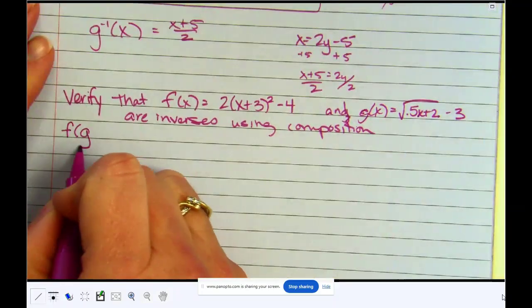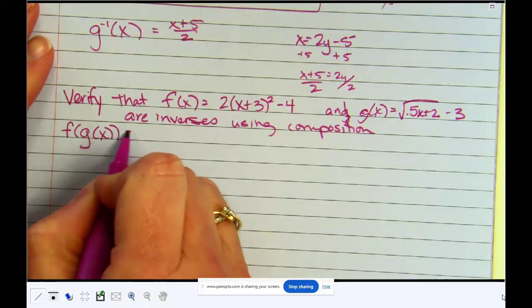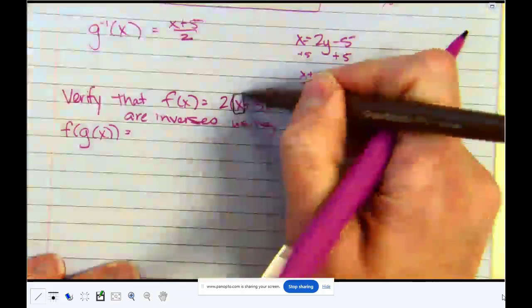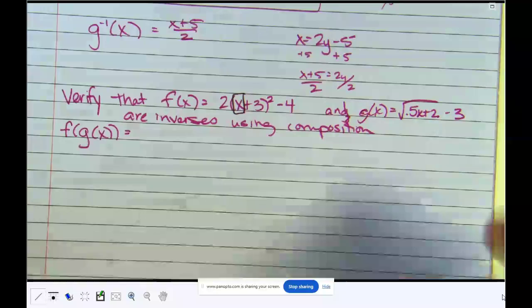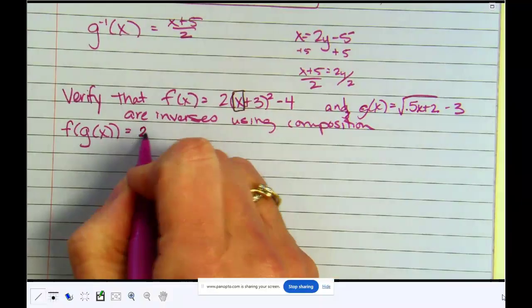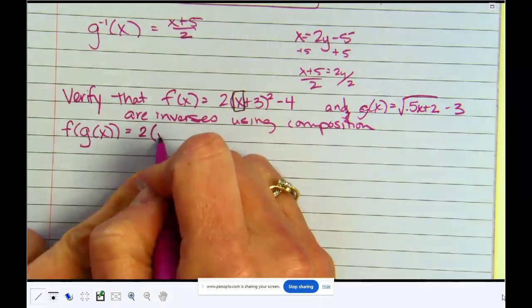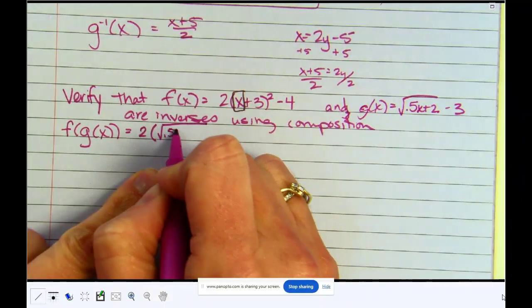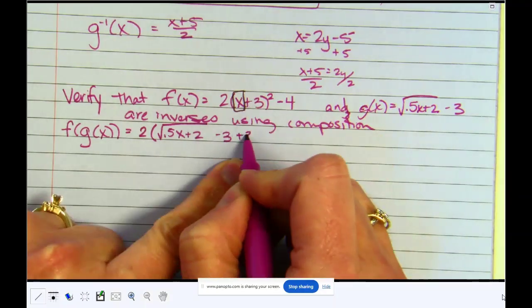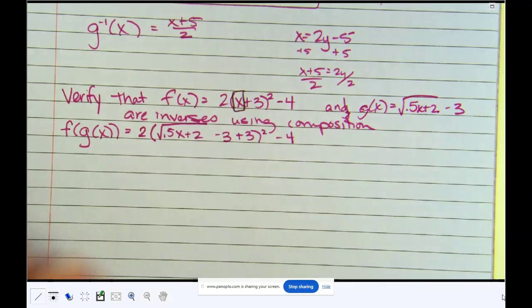But you have to do f of g of x. I honestly think the hardest part of this is making sure that you put it in right. So this is x right here in f. You have to plug all of g of x into that x. So here's my x thing: 0.5x plus 2 minus 3. Now I'll go back up here, plus 3 squared minus 4.